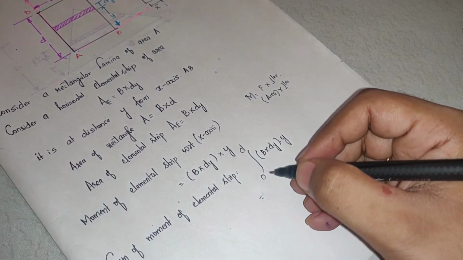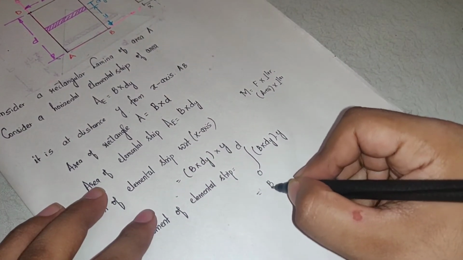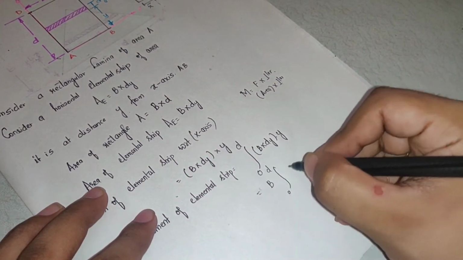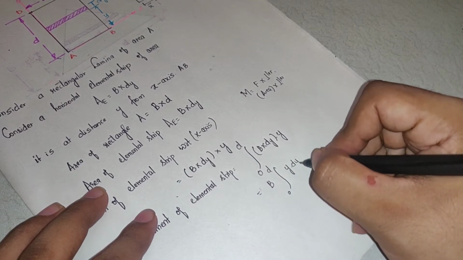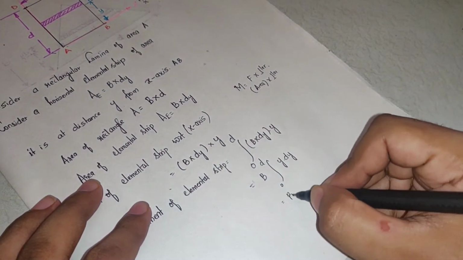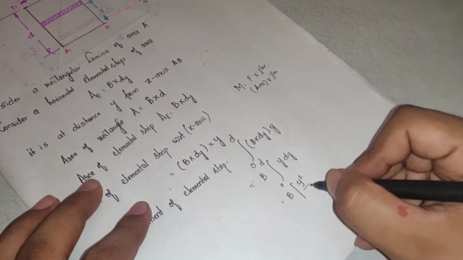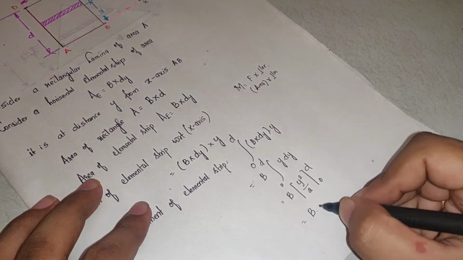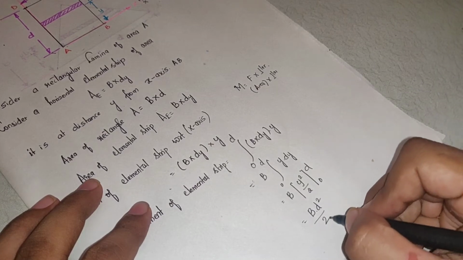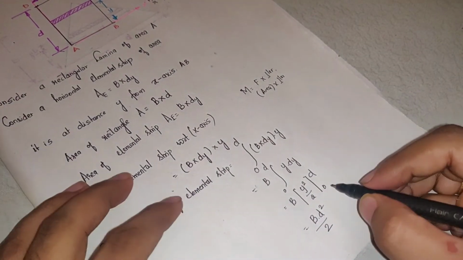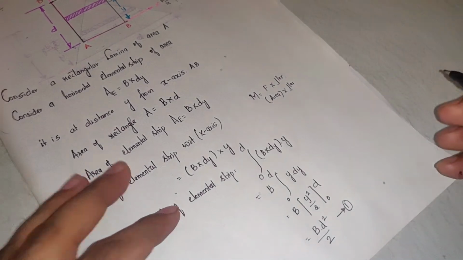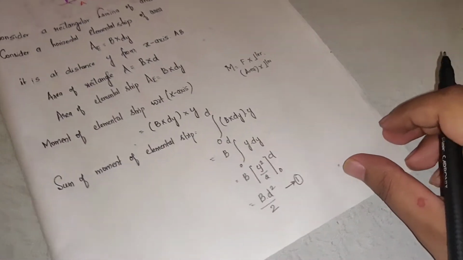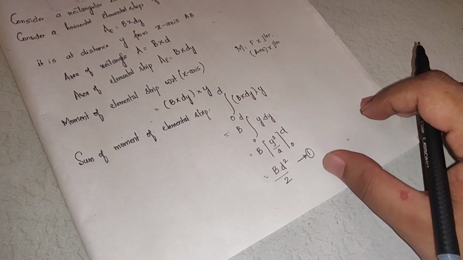So integrate this. Since b is constant, I'll take it out. So this is 0 to d, integration of y into dy. What is the integration of y? It is y square by 2, from 0 to d. So I'll get b d square by 2. Write this as equation 1.